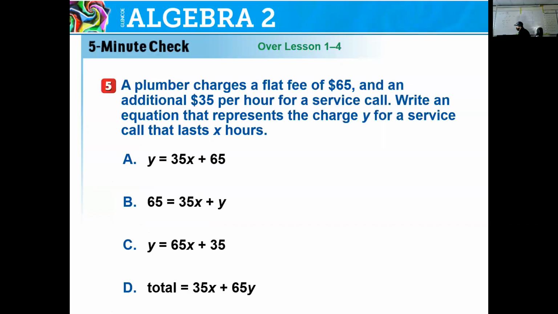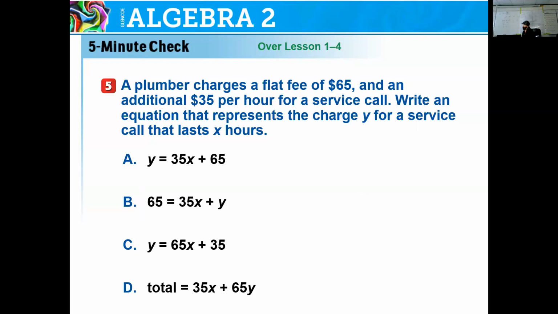And our last one, for our 5-minute check, it says a plumber charges a flat fee of $65 and an additional $35 per hour for a service call. Write an equation that represents the charge Y for a service call that lasts X hours. Okay, so whenever you're given a word problem like this and it says that it's going to charge a flat fee, that is your y-intercept.